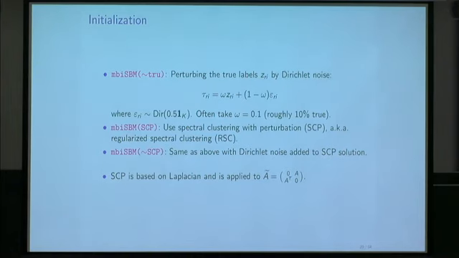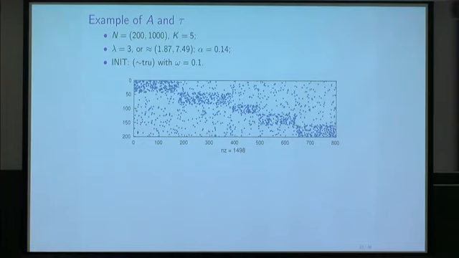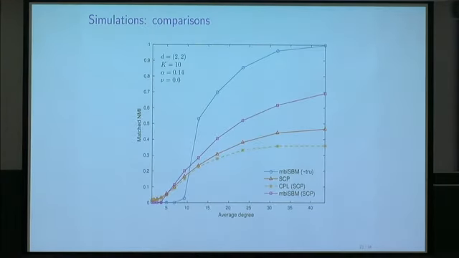And a few words about initialization. You initialize by perturbation of the true labels. This sort of simulates the case where you have a good initialization, and then you could also initialize by spectral clustering and the perturbation of clustering with perturbation. When you skip over this, this is a typical situation that you get.